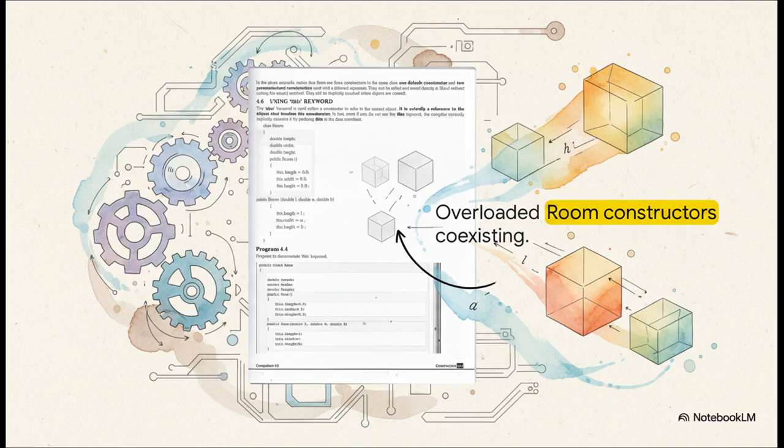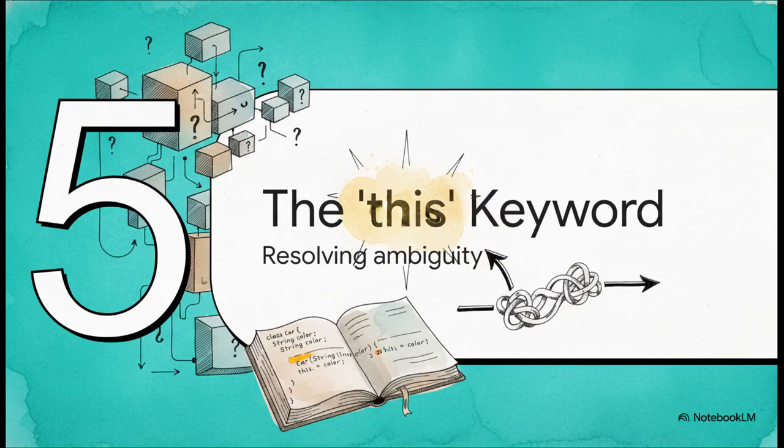Up top, we have an empty public Room constructor that just defaults the length, width, and height to 0.0. But right below it, seamlessly hanging out in the same class, is another public Room constructor ready to accept specific double measurements. When you create a new Room object, the Java compiler looks at the arguments you provide and just automatically routes you to the correct constructor. It is incredibly efficient. Now, as our constructors get more complex, we run into a little naming problem.